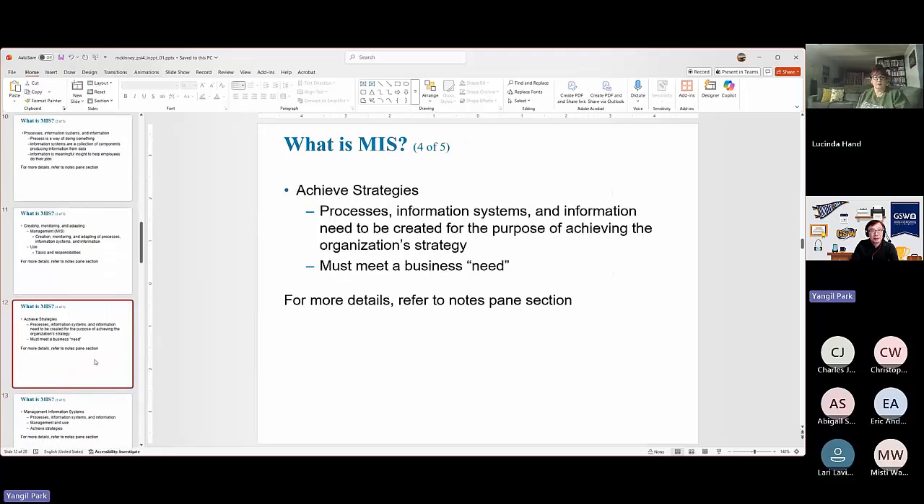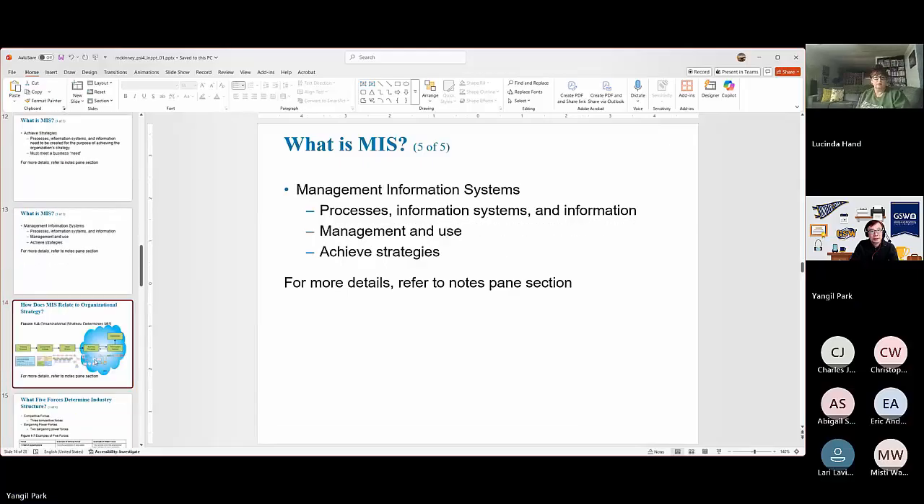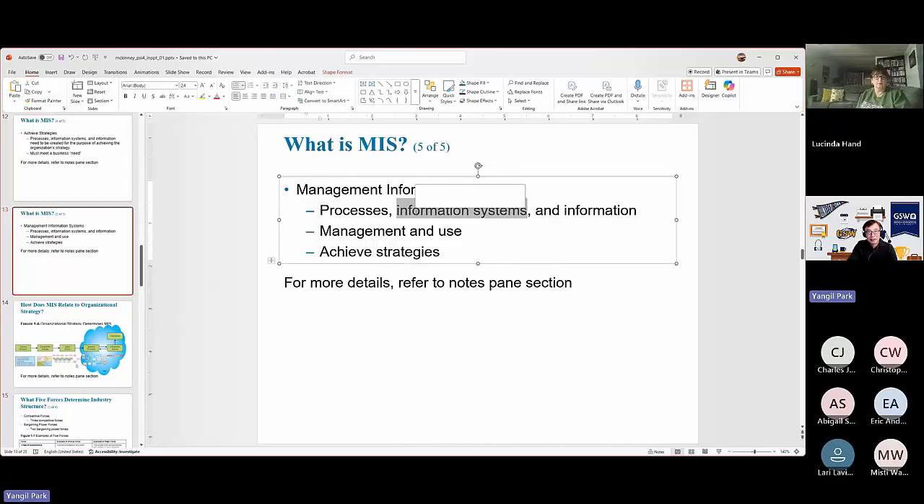So I'm going to skip some of this, and in terms of MIS itself, definition, right? Talk about process information systems itself. I think they're talking about hardware and software, and also talk about information, including data, so data and database.